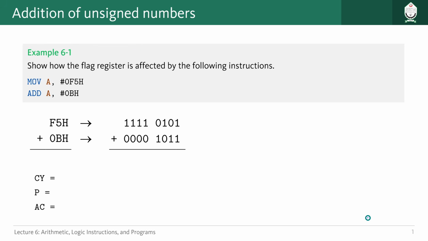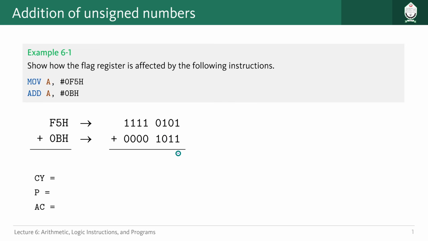So first of all, we will look at one example we have already seen before. Maybe you have also seen that in your quiz. Here we will try to add two unsigned numbers, and after the addition, we will try to look at how they affect different flags. So first of all, let us try to add these two numbers.